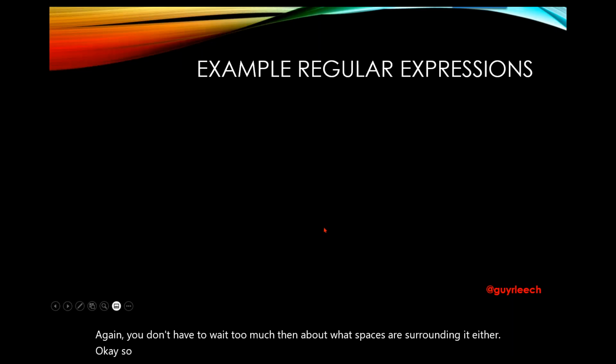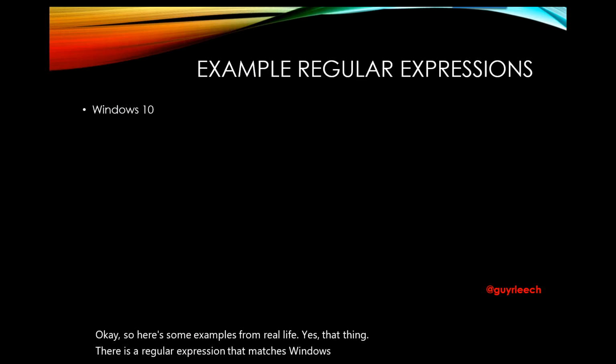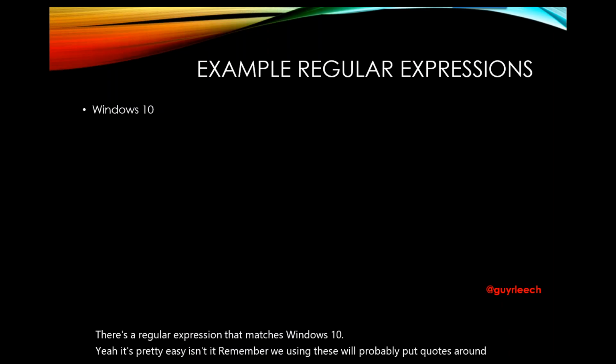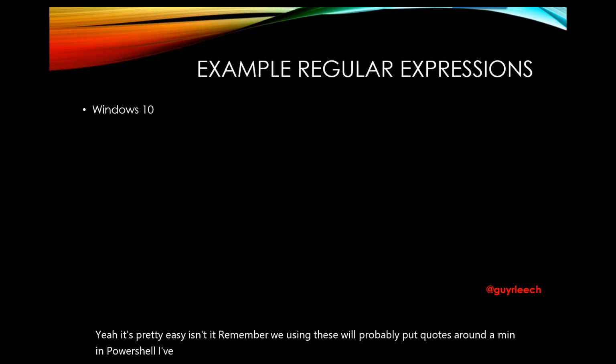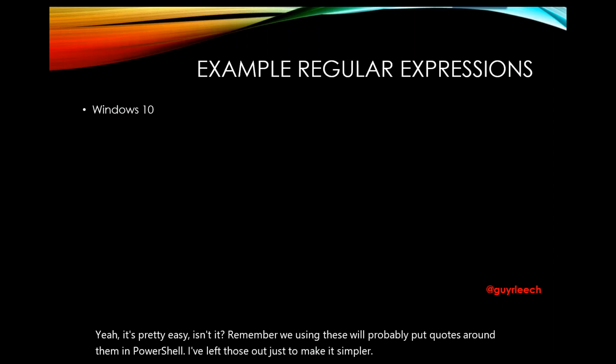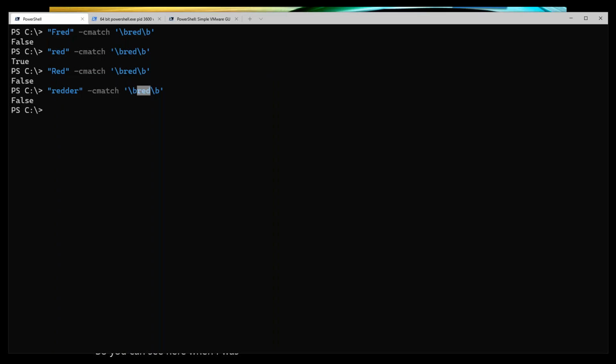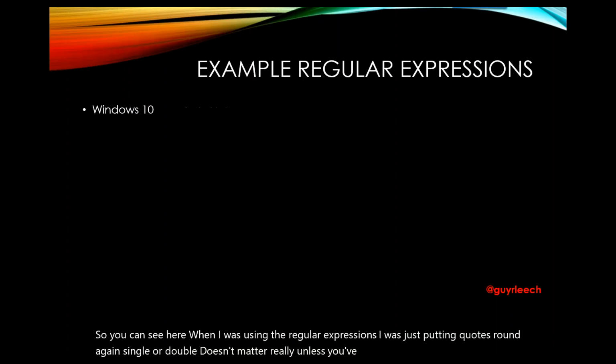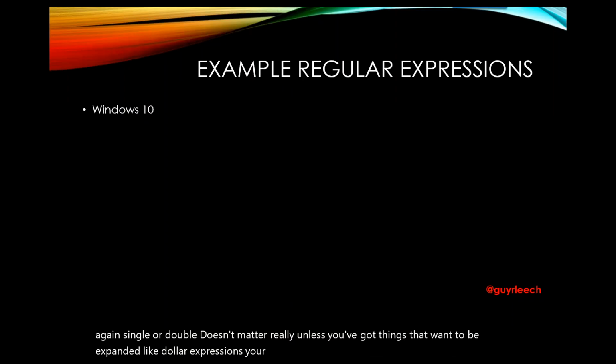Okay, so here's some examples from real life. There's a regular expression that matches Windows 10. It's pretty easy, isn't it? Remember when we're using these, we'll probably put quotes around them in PowerShell. I've left those out just to make it simpler. So you can see here when I was using the regular expressions, I was just putting quotes around. Again, single or double doesn't matter really unless you've got things that want to be expanded like dollar variables.